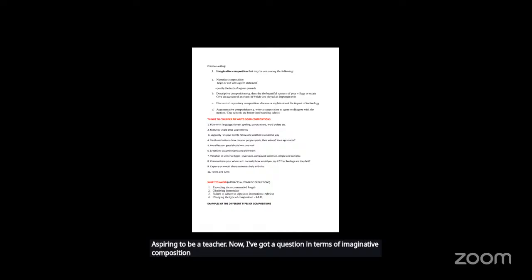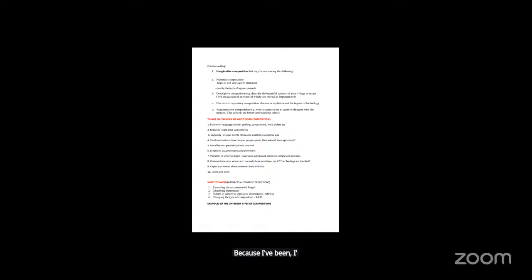I'm aspiring to be a teacher. Now, I've got a question in terms of imaginative composition, because I've been teaching somewhere, and there's a student who seems to be good in terms of writing. But the majority of the compositions have a lot of intimacy in them, acts of intimacy. That one is immoral.